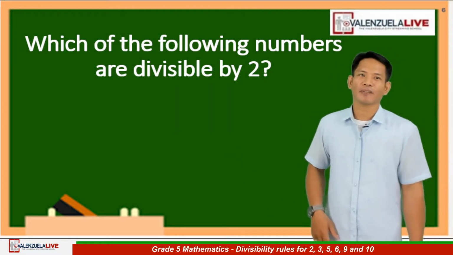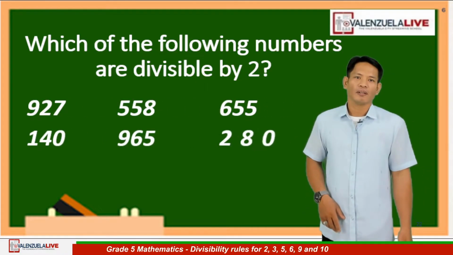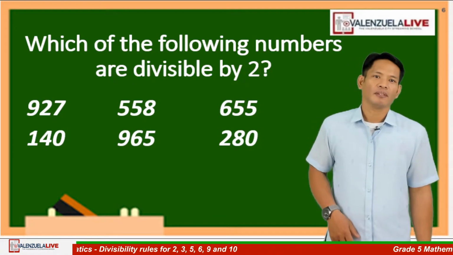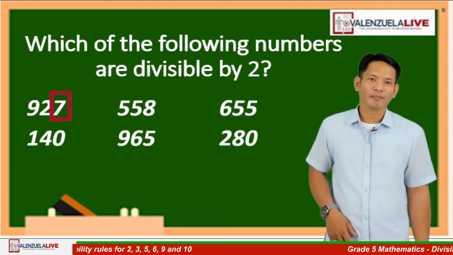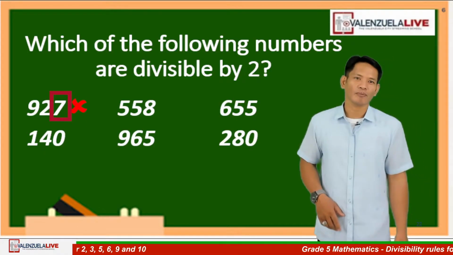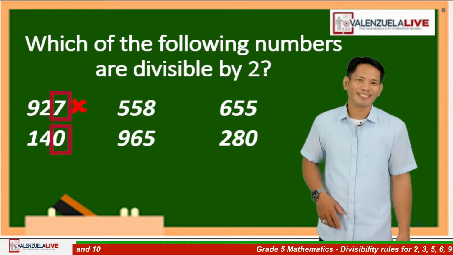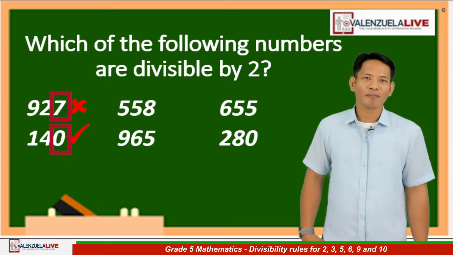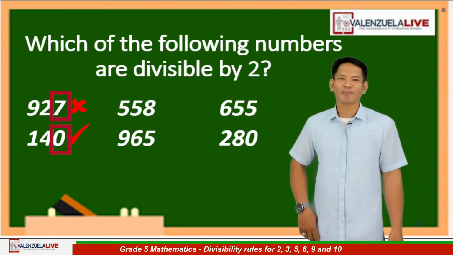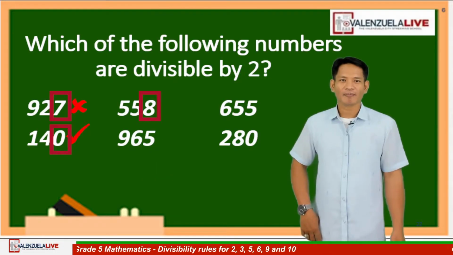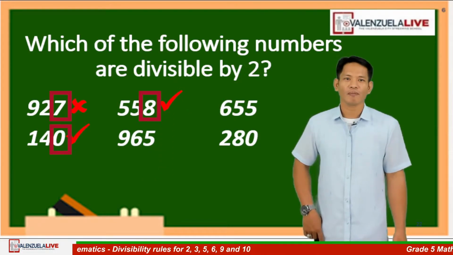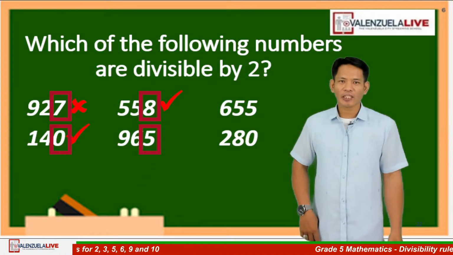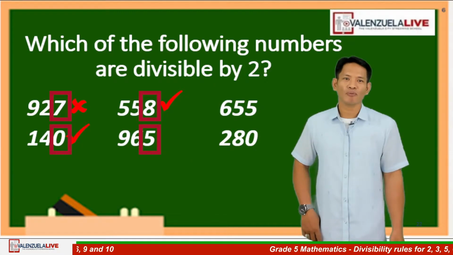Which of the following numbers are divisible by 2? Is 927 divisible by 2? Since the last digit is 7, it is not divisible by 2. How about the next one, 140? The last digit is 0, and therefore, it is divisible by 2. How about the next one, 558? Last digit is 8. It is also divisible by 2. How about 965? Since the last digit is 5, it is not divisible by 2.